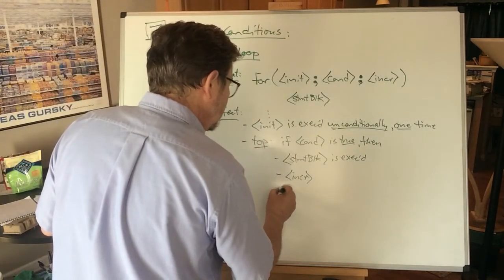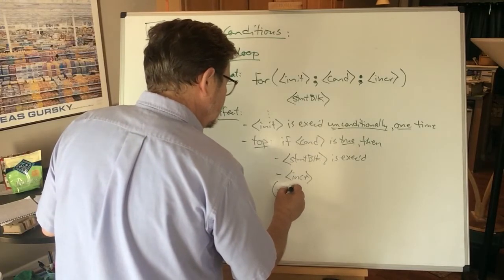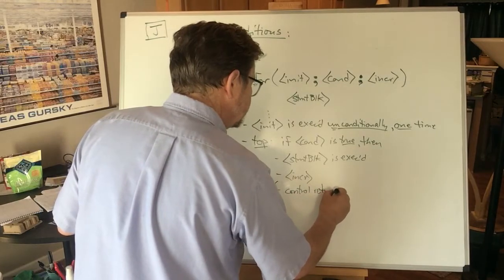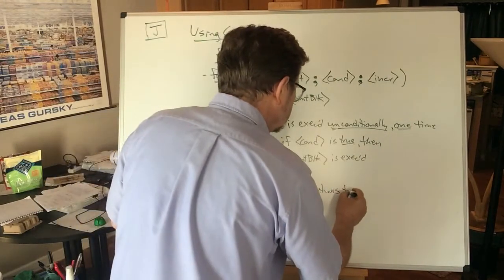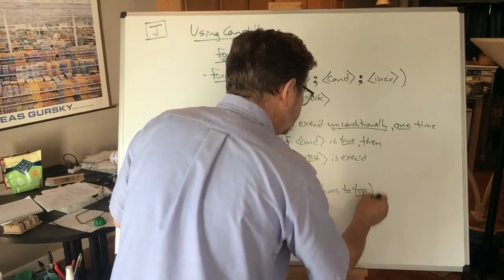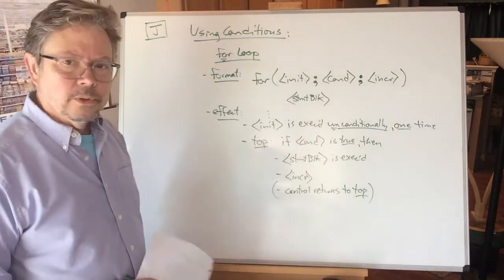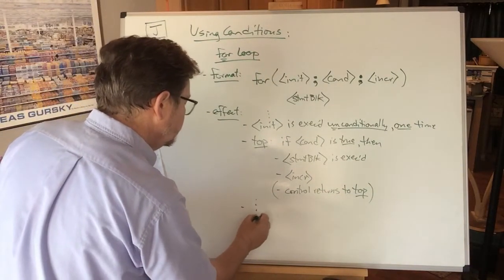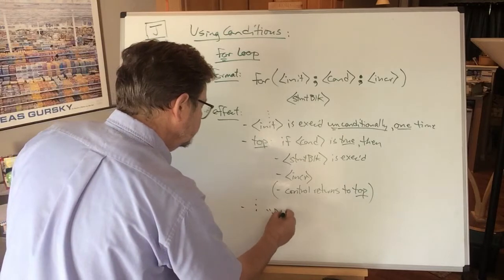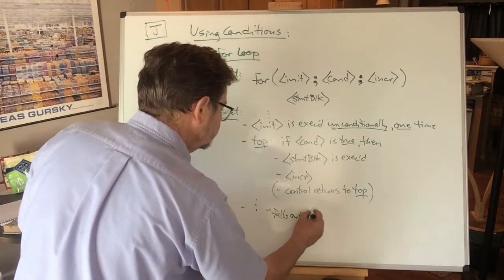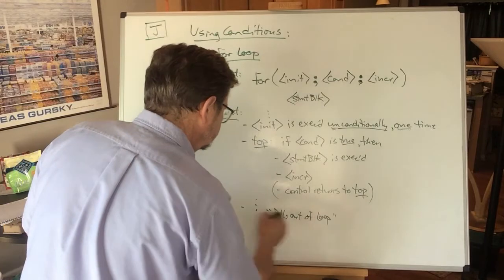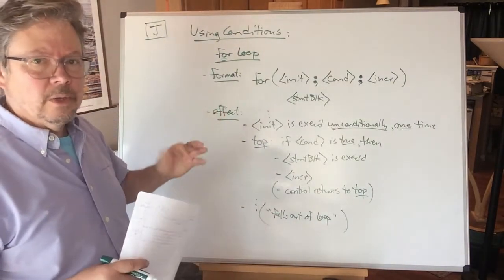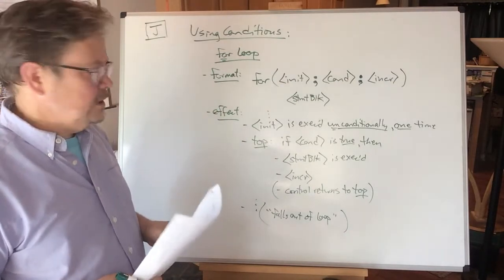And then I'll put in parentheses, control returns. It just means the CPU goes back. Control returns to top. That's why I labeled that statement. So it goes back through, and of course, if the condition is not true, then it falls out of the loop. There is no else for a for, just like there is no else for a while. The only one that gets an else is the if statement.